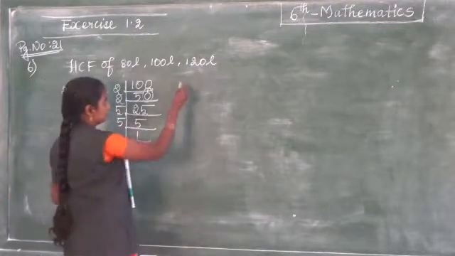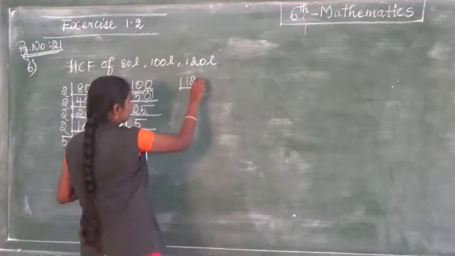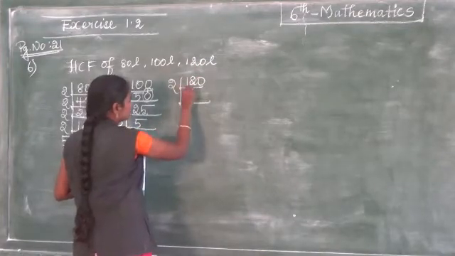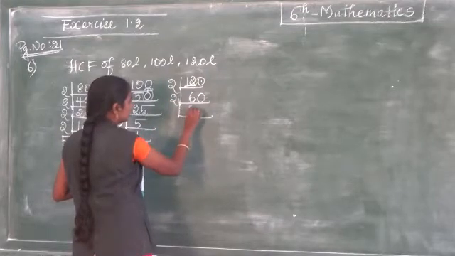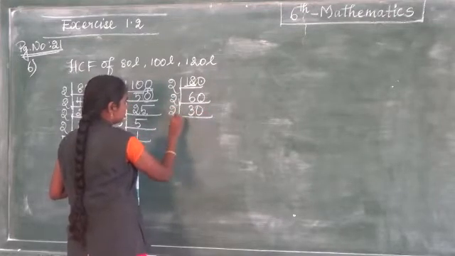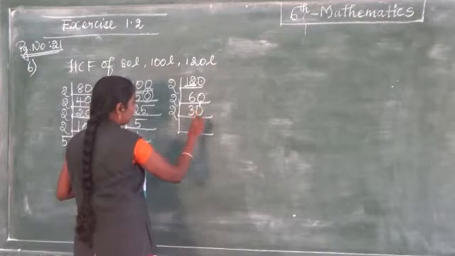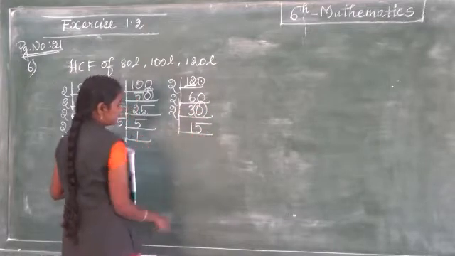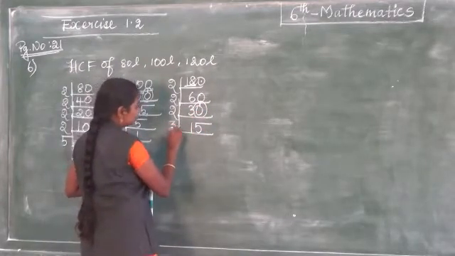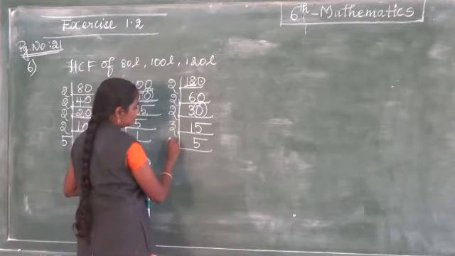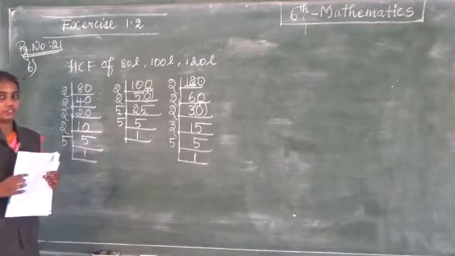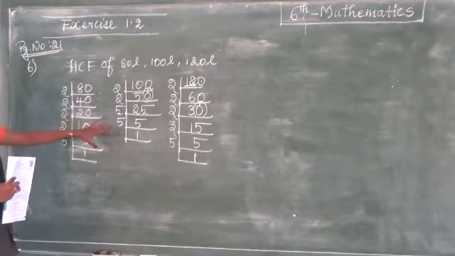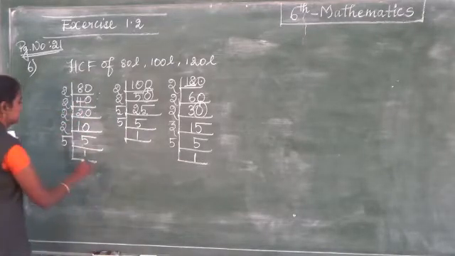then 5 table. Likewise for 120, 2 table, 12, 6 times 0 as it is, 2 table, 3 times 0 as it is, 2 table, 1, remainder 1, 10 how many times? 5 times, then 3 table, 3 5s are 15, then 5 table. So now the prime factorization is over, now we are going to find the HCF.